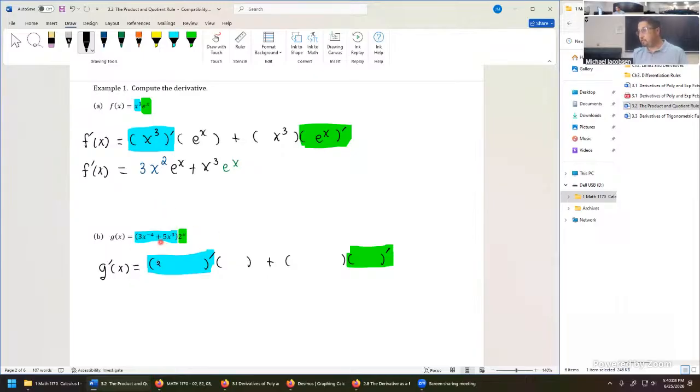So 3x to the negative 4 plus 5x cubed, 2 to the power of x, 3x to the negative 4 plus 5x cubed, 2 to the power of x. And now it's all set up. It's not done, but we're done using the product rule. All we're going to do now is finalize this derivative.